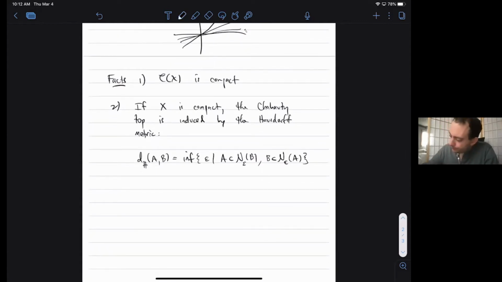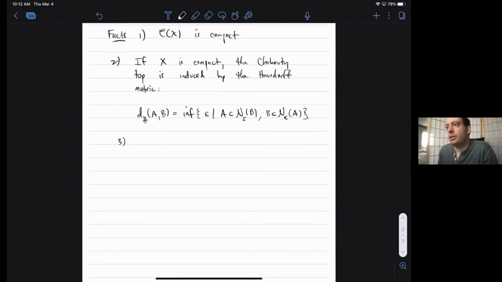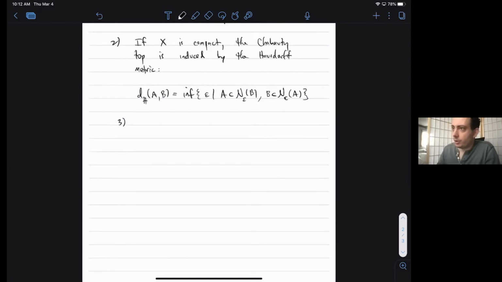But that said, you can also metrize the Chabauty topology. I mean, you can do it in a lot of different ways. Maybe one that I'm particularly partial to, because it illustrates the relationship with the Hausdorff metric, is as follows. So let's assume X is proper for a moment. Proper here means that closed balls are compact.